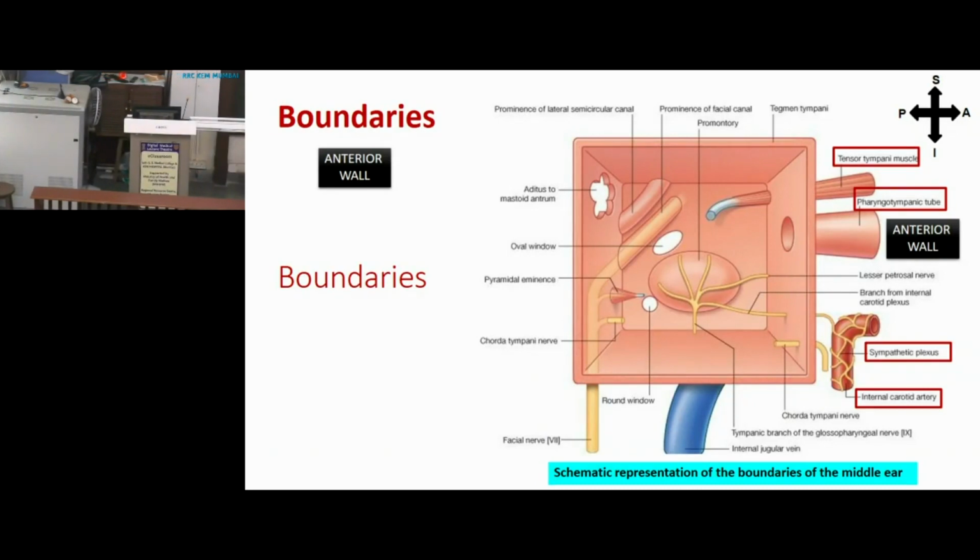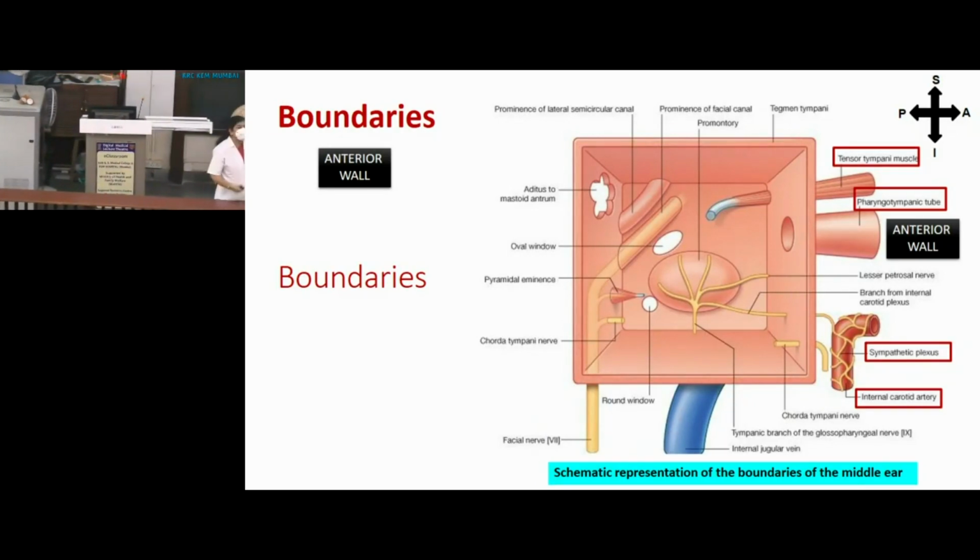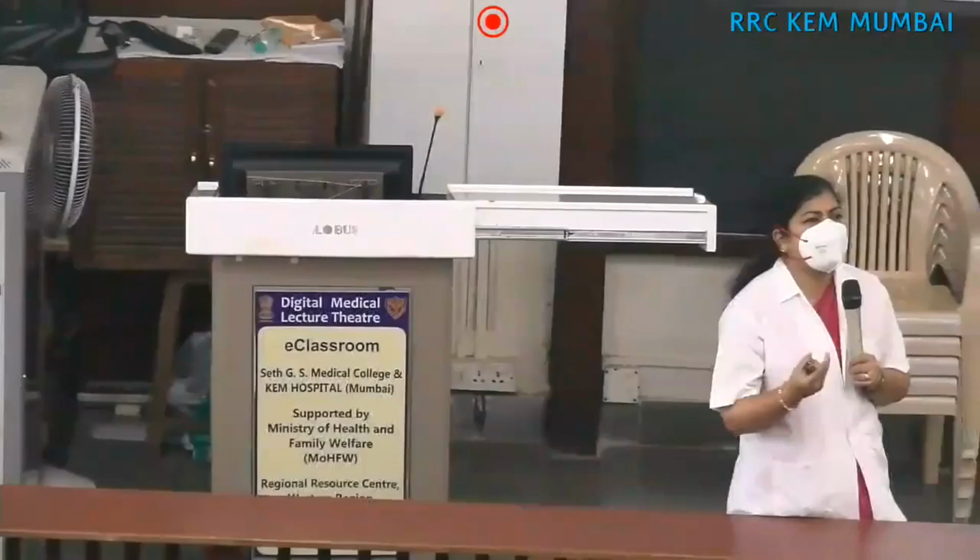Okay. The lower half of the anterior wall is related to a bony canal. So which bony canal is it basically? Which artery is passing? Internal carotid artery. So which bony canal is it? Carotid canal. So you can say posterior wall of the carotid canal is forming anterior boundary of the middle ear cavity in lower half. Okay.